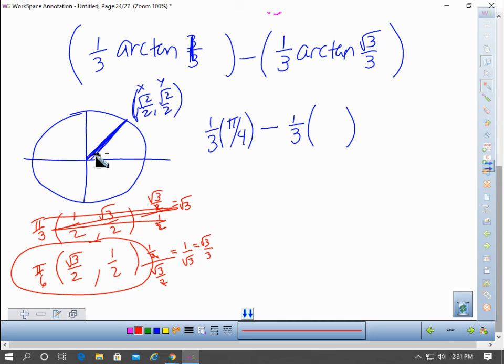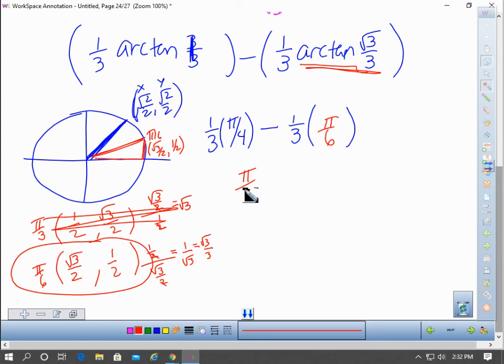So that's pi over 6 right here, where you go over a lot and up a little. So that's radical 3 over 2, comma, 1/2. When you do the tangent at pi over 6, you get the answer radical 3 over 3. So when this is asking me on the unit circle what radian measure gives me a tangent of radical 3 over 3, the answer is pi over 6. All right? So 1/3 pi over 4 minus 1/3 times pi over 6. Now I'm just calculating this answer.